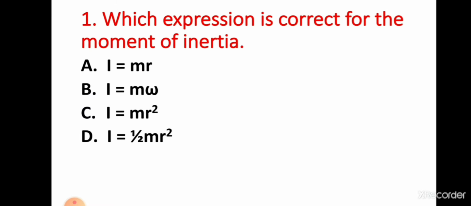Now let us see the question. Which expression is correct for moment of inertia? We know that moment of inertia I is equal to mr square. That mr square is in option choice C, mass and square of the distance from the axis of rotation. So option choice C is the correct answer for question number 1.